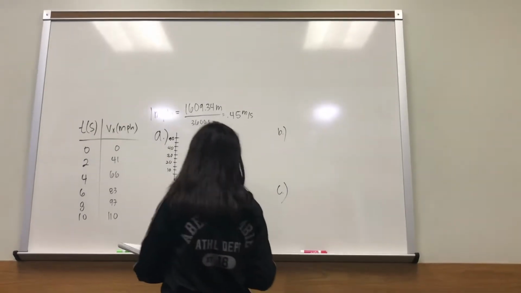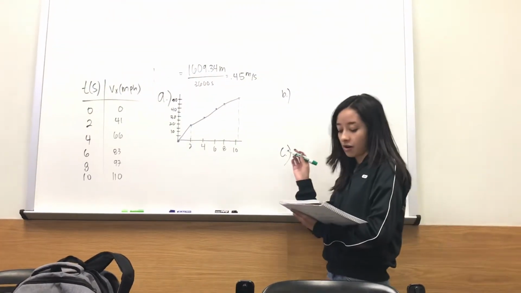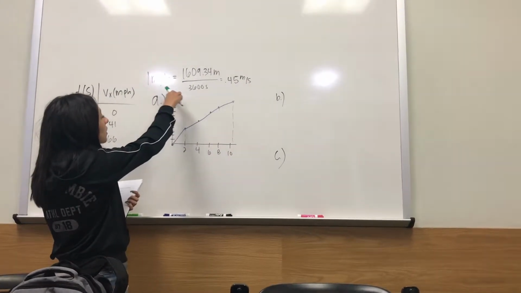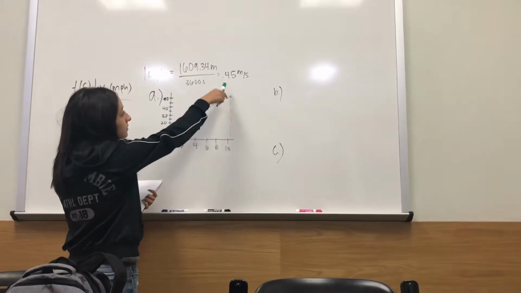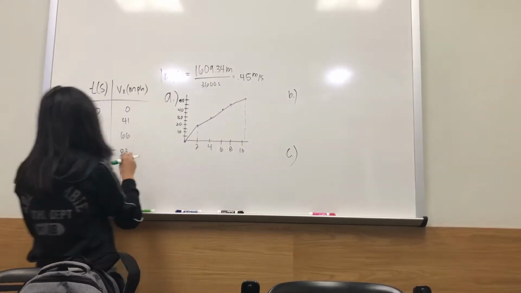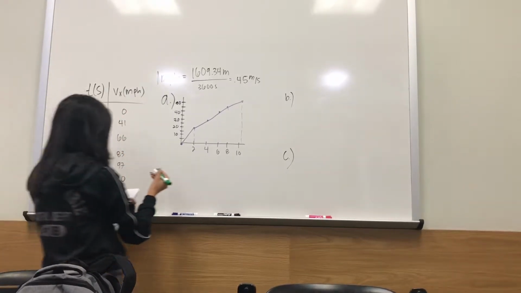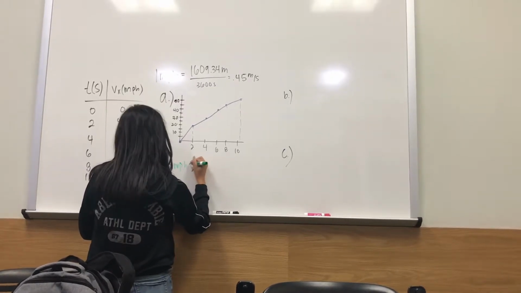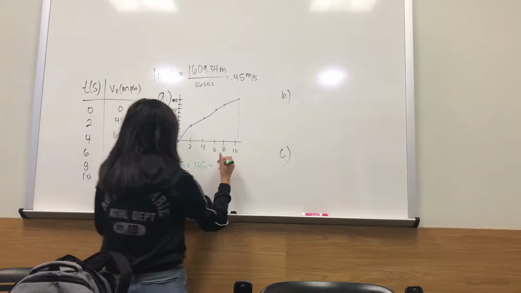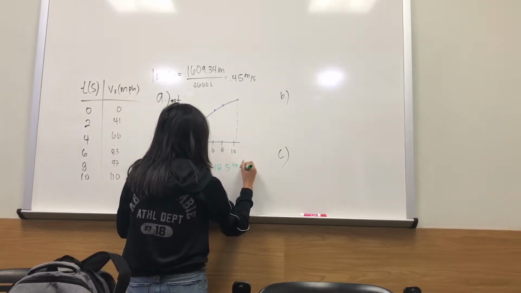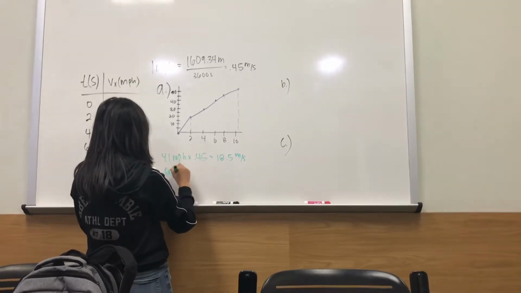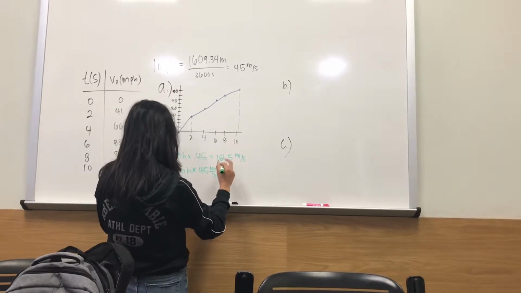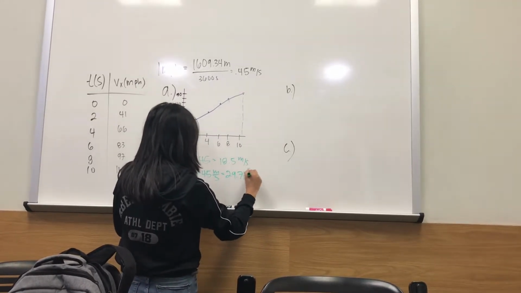Okay, so for A, we need to convert our miles per hour to meters per second. To save time, I just converted 1 mile per hour to meters per second, and that comes out to 0.45 meters per second. So we just have to convert all of these into meters per second. The first one is 41 miles per hour times 0.45 equals 18.5 meters per second. 66 miles per hour times 0.45 equals 29.7 meters per second.